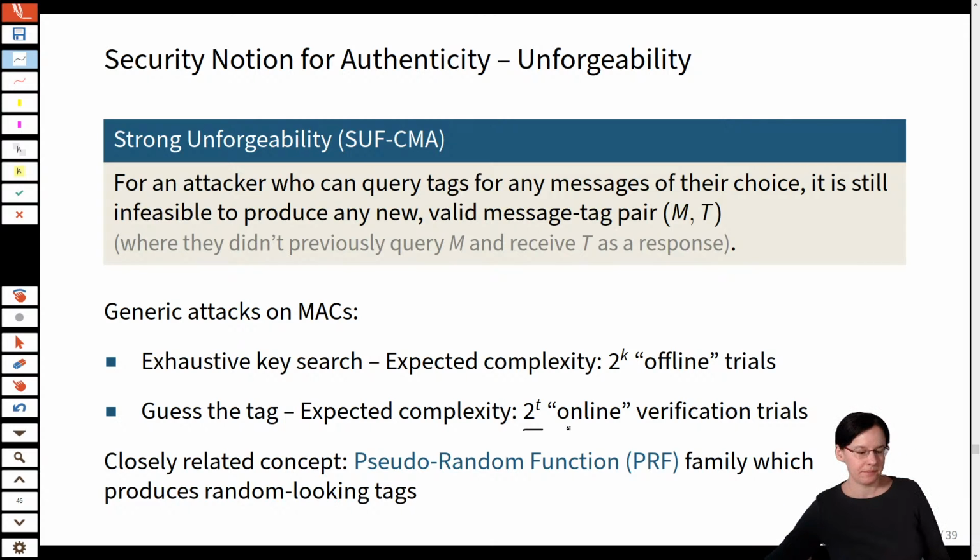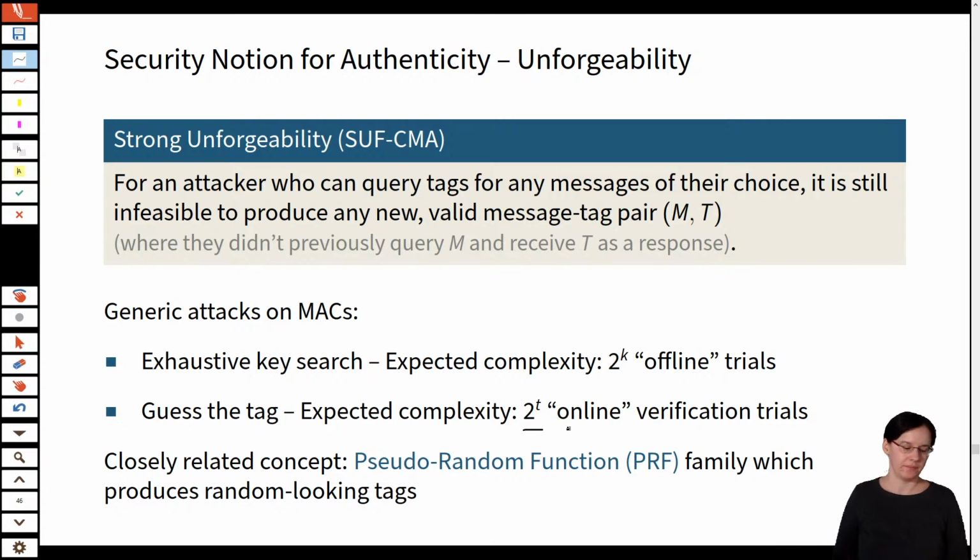There is a closely related concept to MACs, which is phrased a bit differently, and this is called pseudo-random function families. The difference would be that the security notion for PRFs is that they should produce random-looking tags. So it should not be possible to tell the tags apart from random strings or to predict them in any way.